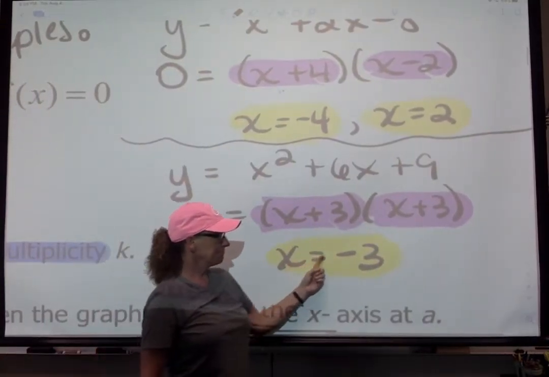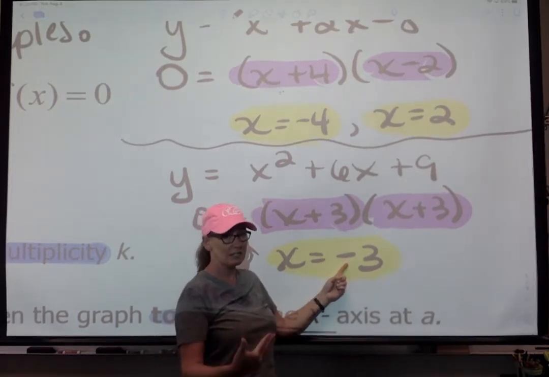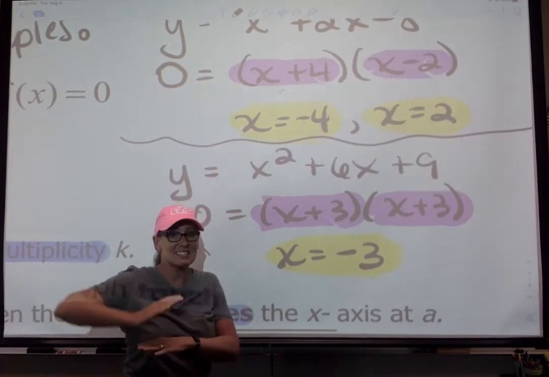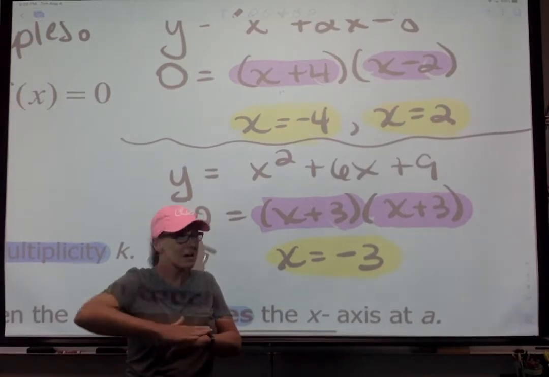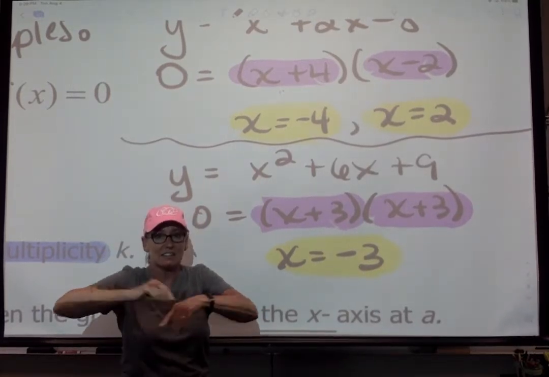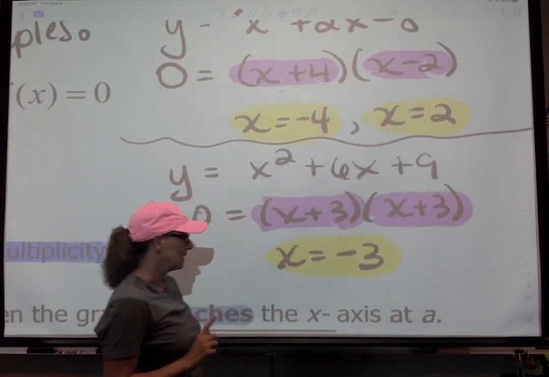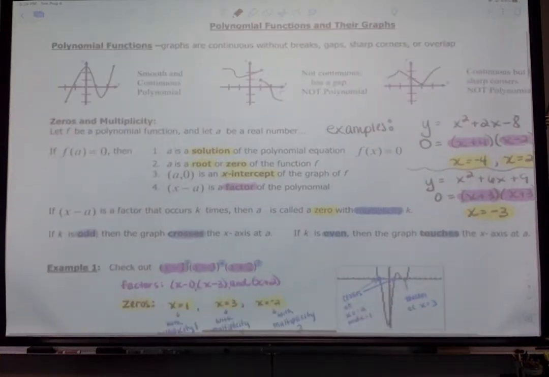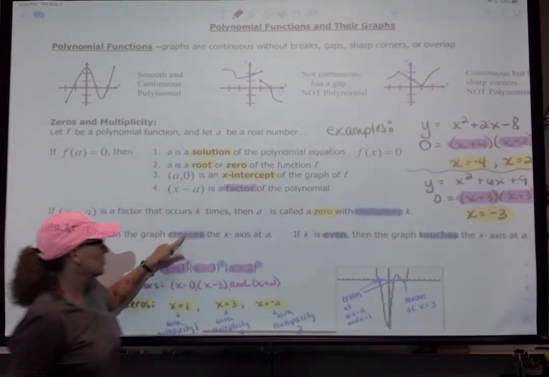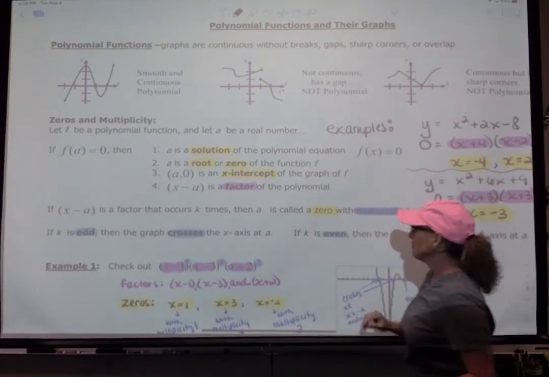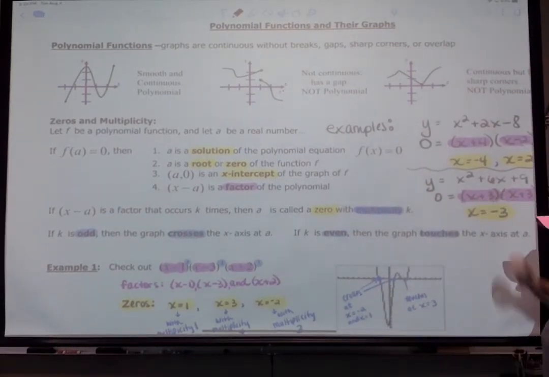This one only has one x-intercept, and it's at negative 3. So this parabola is just sitting on the x-axis at negative 3. Where does it go from there? Well, that's positive. So it's sitting on the x-axis and it's opening up. So that's something that you're going to have to memorize, and I just explained all that. Here are the words. If your multiplicity is odd, it crosses, like this one. If your multiplicity is even, it only touches or sits on, like this one.